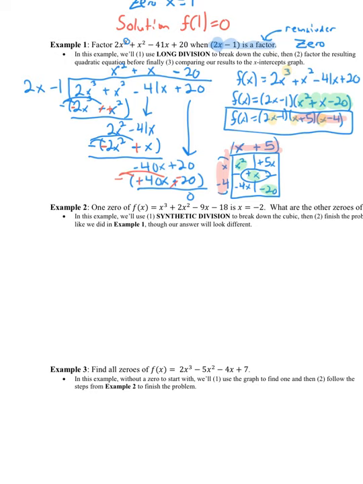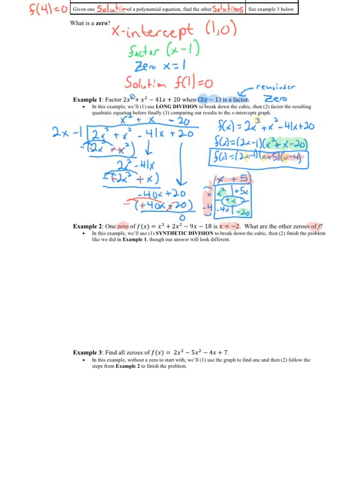Example 2 is going to show us where the vocabulary needs to happen. So one zero is x equals negative 2. What are the other zeros? So I need to find the other zeros of f. And in this example, we can do synthetic division instead of polynomial long division. One of the things I like about synthetic division is you can use zeros for synthetic division. You have to use factors for polynomial long division. So since we already have the zero, I'm set to go.